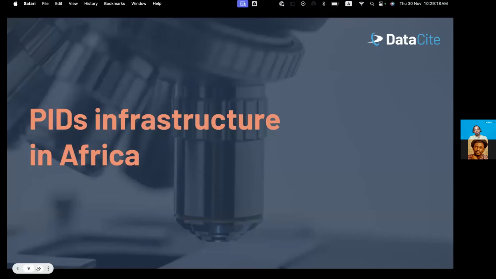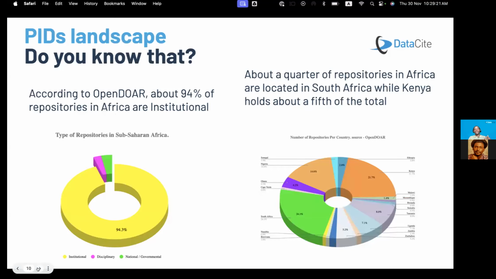PIDs in Africa, PIDs infrastructure in Africa. Do you know that according to OpenDOAR, this is a research work that I did this year, and the publication is coming out soon. We've had the internal report in our organization. I'm just giving us some snippets from what we had. About 94% of repositories in Africa are institutional. That means that they belong to one organization or the other, or one university or a research organization.